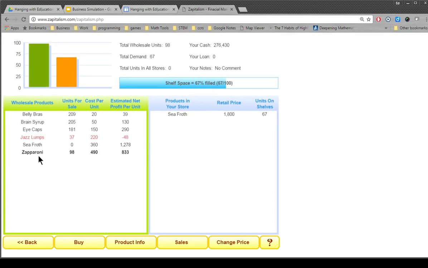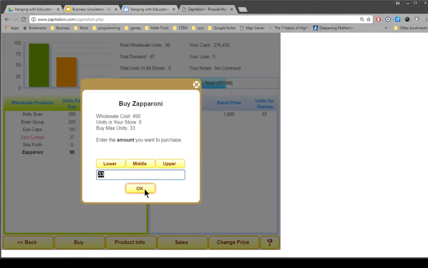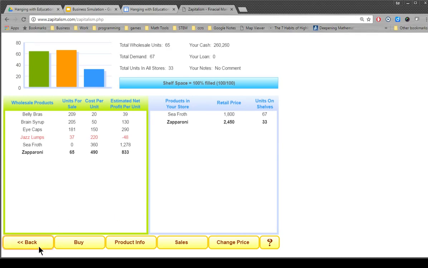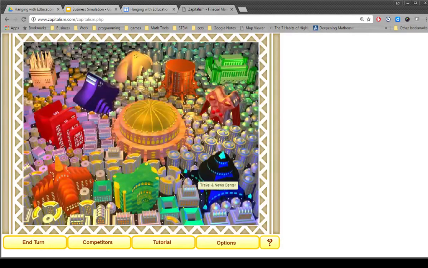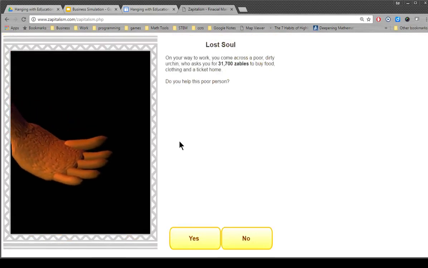So we're going to go with our philosophy of whatever the estimated net profit is, it's got to be good, and we're going to go with Zapparoni. Now, trust me from experience, this does not always work out. So if it does in this simulation, I apologize to those of you who try this out in the future and it doesn't work. Sorry, it is random, and then I can go back. All right, I'm going to hit end turn just to see what happens.